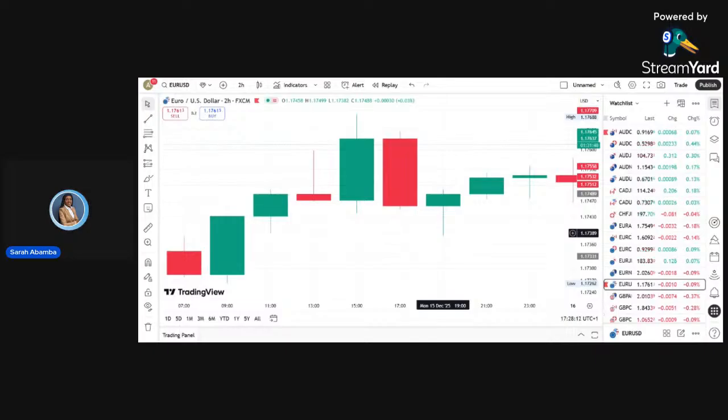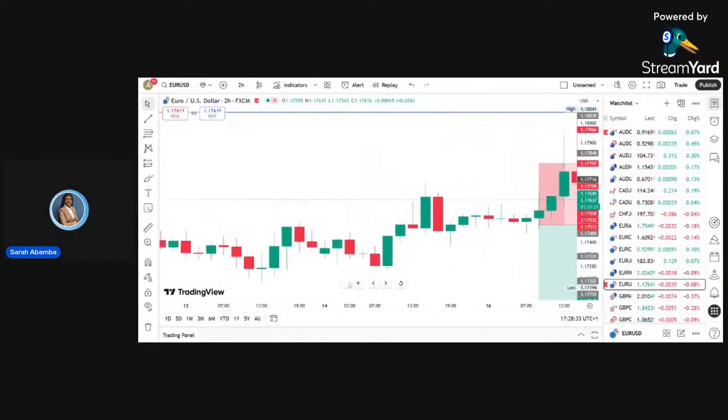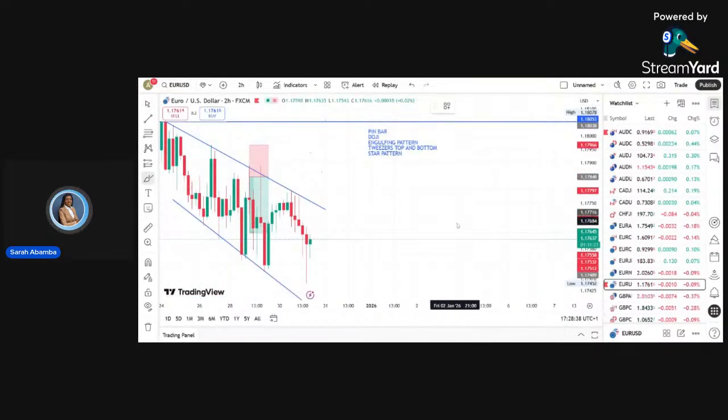Good. Okay, since it's clear now, the next thing we'll be looking at is the doji. The doji has a very flat body. You know, the pin bar has a small body. However, the doji has a flat body. So for the doji, you have something like this. You can have something as flat as this. This is a doji. It's like a plus sign, your normal plus.